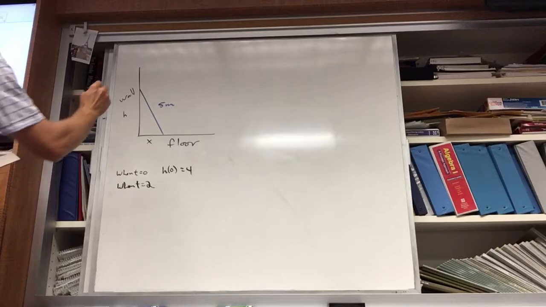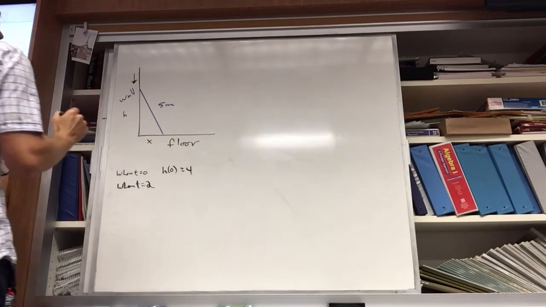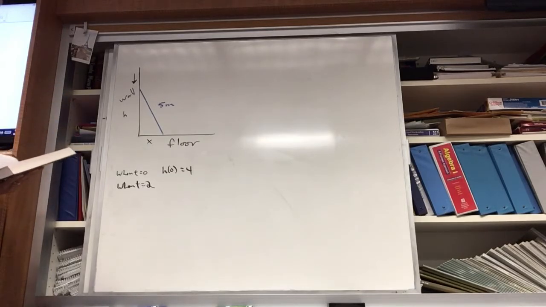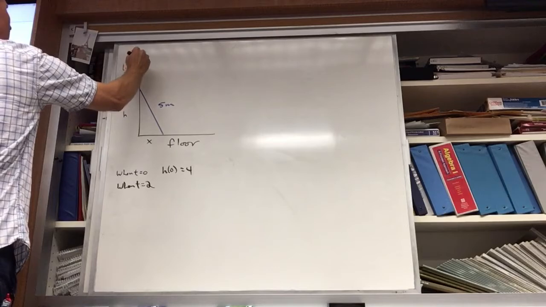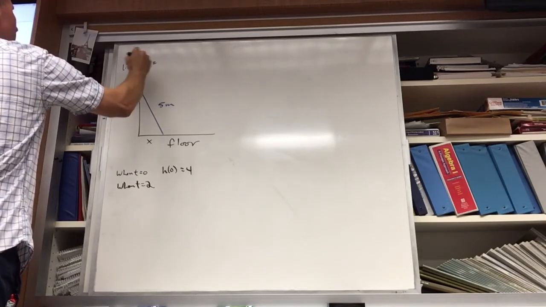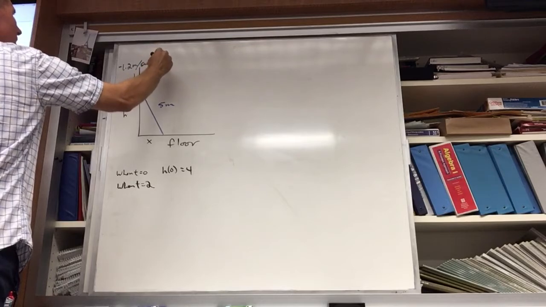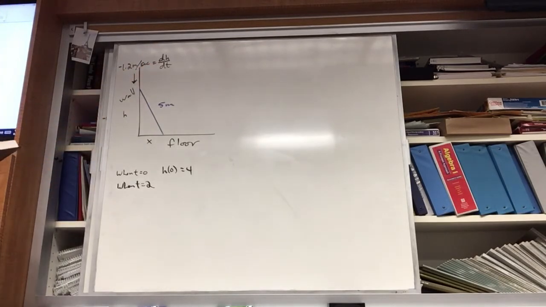Okay, and they still give us that this value right there is going to be the rate that the top of the ladder is sliding down the wall, which is still going to be 1.2 meters per second. So the negative of that is going to be my dh/dt, again, because h is decreasing, so dh/dt has to be negative.